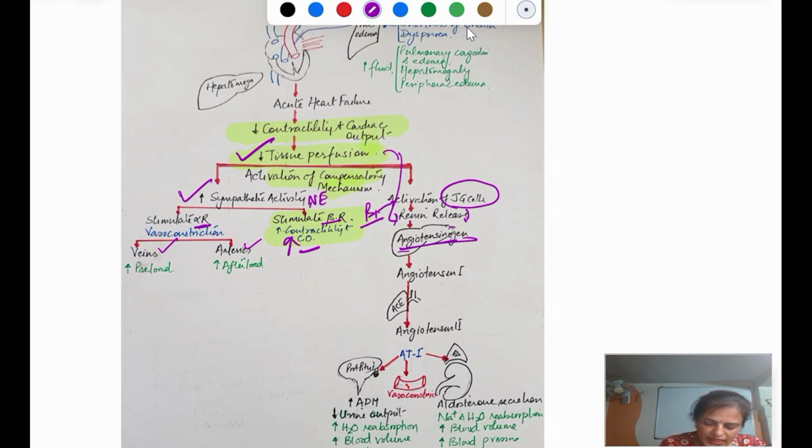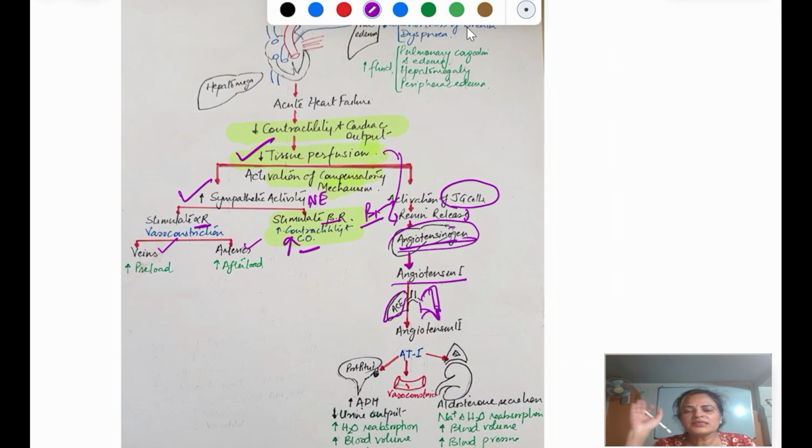It is going to convert angiotensinogen, and there will be angiotensin 1. Now this angiotensin 1, with the help of ACE, angiotensin converting enzyme, which is present in the lung, I have drawn the lung here so that you can remember it, is converted to angiotensin 2. Now this angiotensin 2 is going to act through the angiotensin receptor.